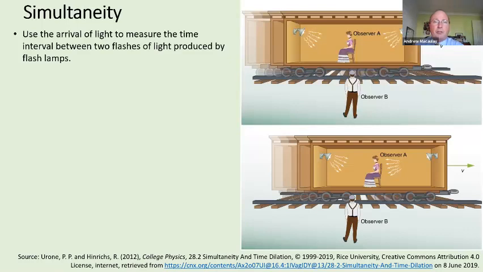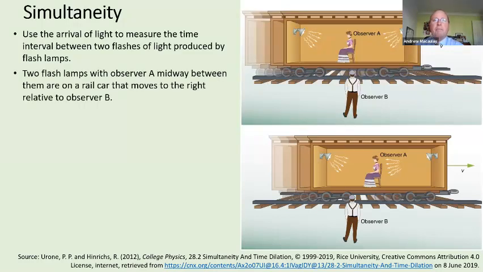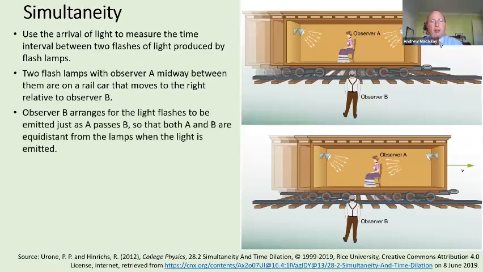Now, if we use the arrival of light to measure the time interval between the two flashes of light produced by the flash lamps, then we find that the two flash lamps for observer A, who's midway between them, are on the rail car that moves to the right relative to the observer. But observer B arranges for the flashlights to be emitted just as A passes B, and both A and B are then equidistant from the lamps when the light is emitted.